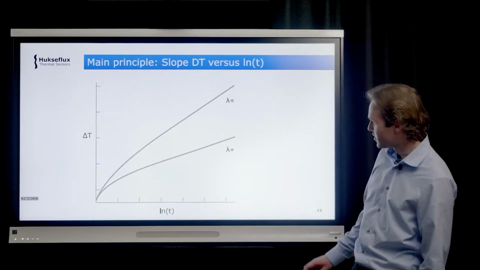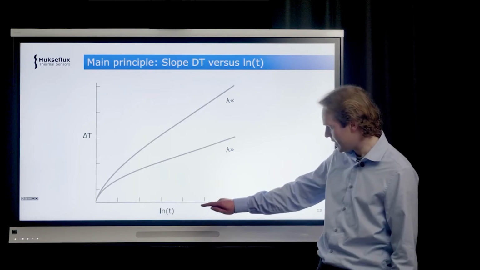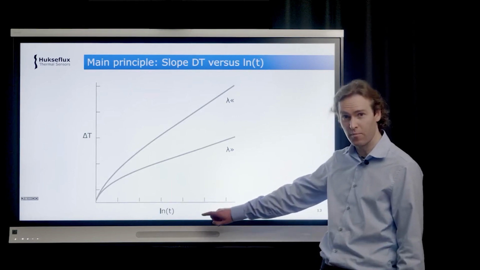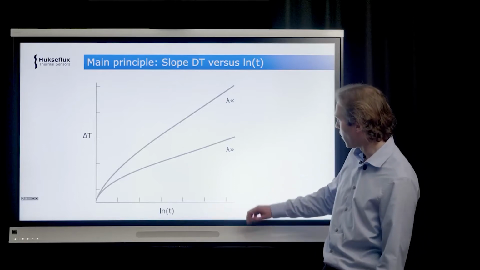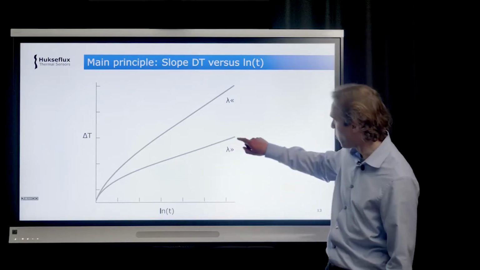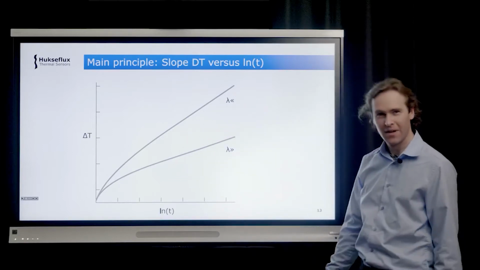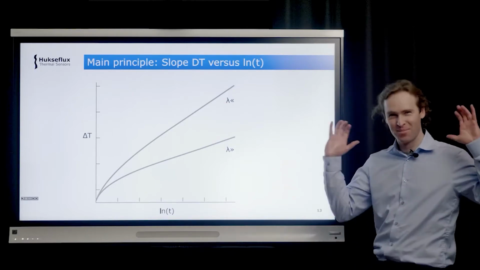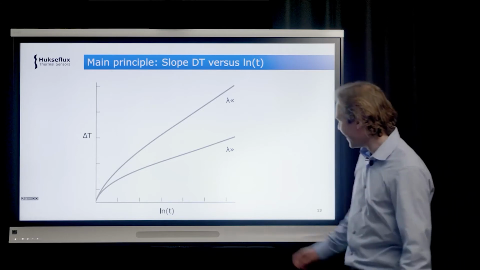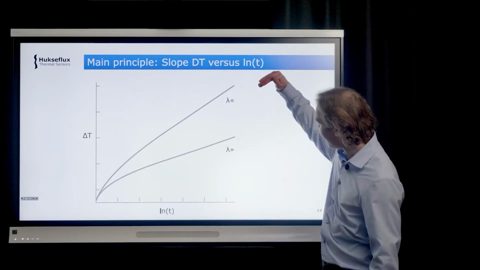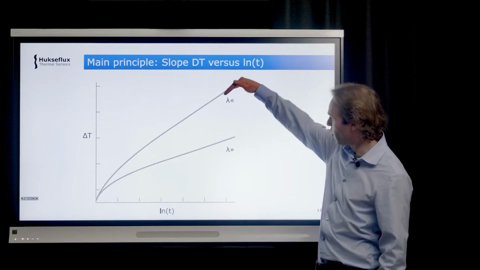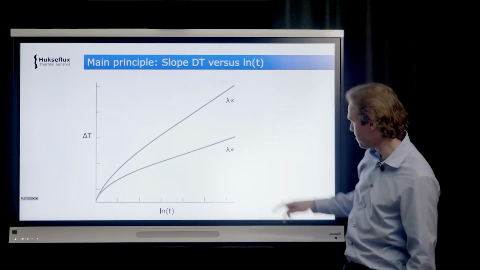So this is basically the same plot, but now I don't have the time axis, but I have an axis with the logarithm of time. And what we need to look at is the slope of the curve. So if you remember this, then you understand about 50% of the principle. So basically, high thermal conductivity means a small slope, and low thermal conductivity means a high slope.